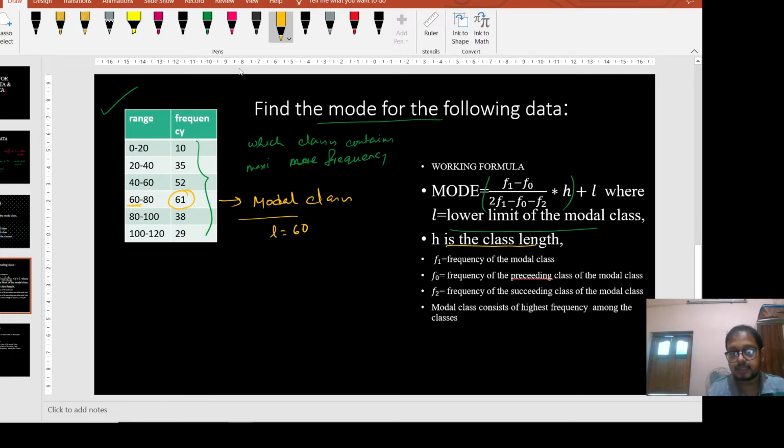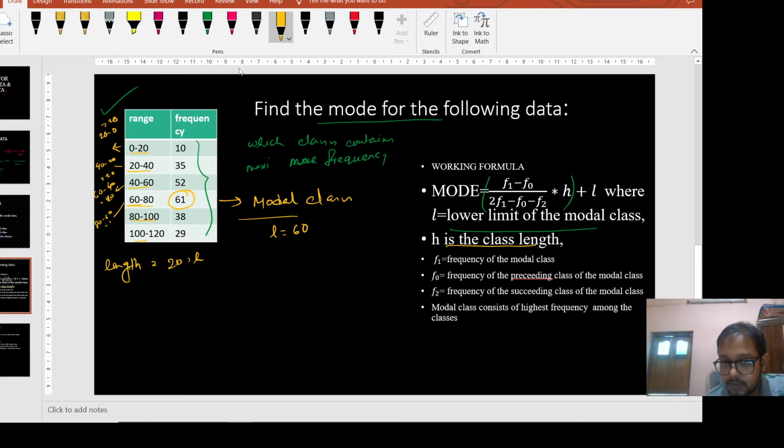h is the class length, meaning the length of each interval. See here, the length of each interval is 20. First, 20 minus 0 is 20. 40 minus 20 is equal to 20. 60 minus 40 is equal to 20. 80 minus 60 is equal to 20. 100 minus 80 is equal to 20. And 120 minus 100 is equal to 20. So here we can say the length is equal to 20, which is h.